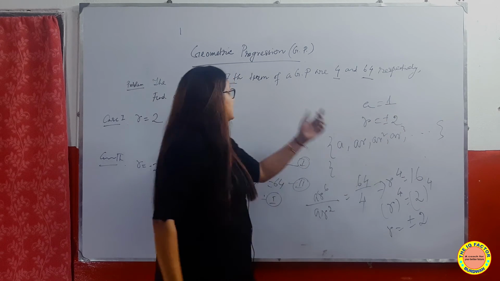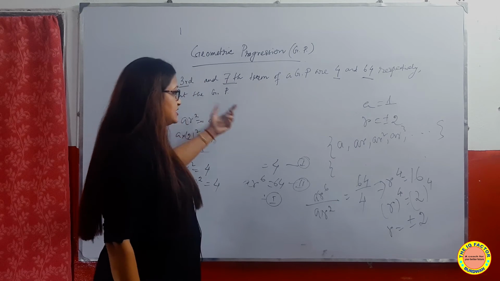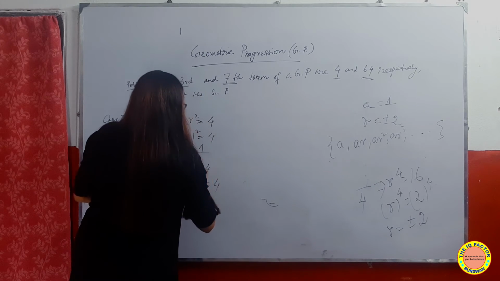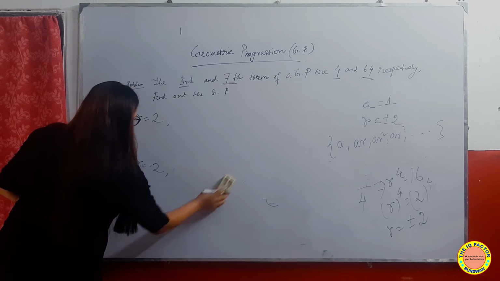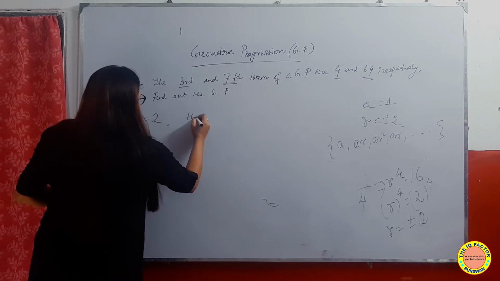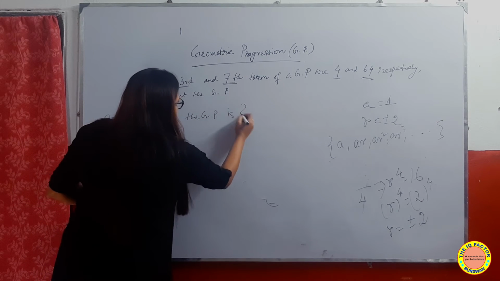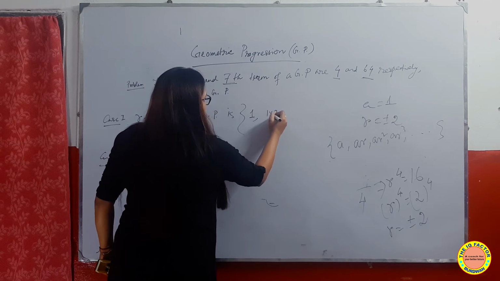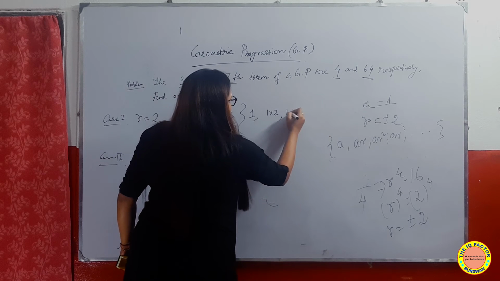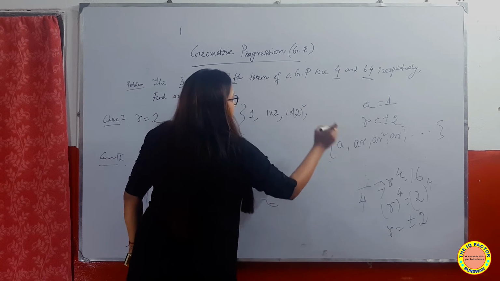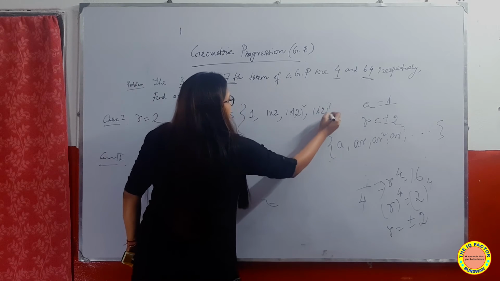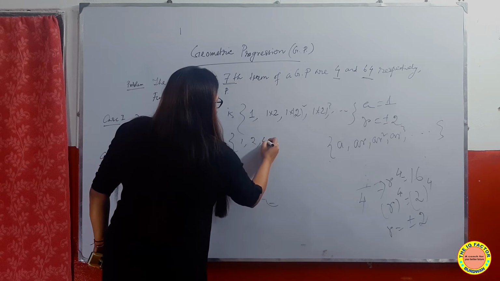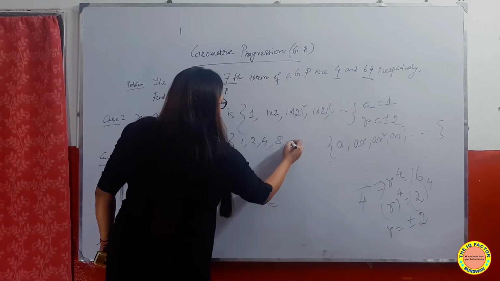Then we have to find out the GP. What was our question? Find out the GP. Case 1, when r is equal to 2, the GP is a as 1, ar as 1 into 2, ar square as 1 into 2 square, ar cube as 1 into 2 cube, and so on, which is 1, 2, 4, 8, and so on.